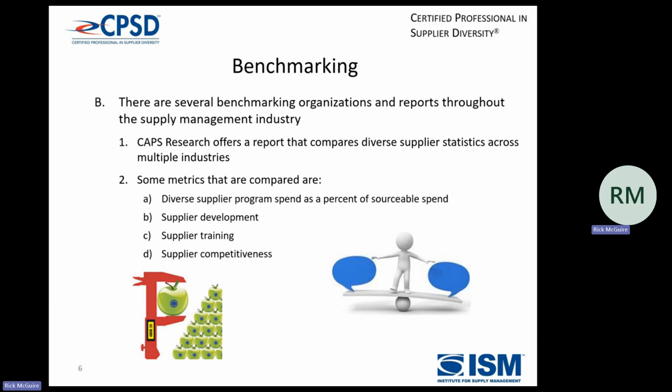Research offers a report that compares diverse supplier statistics across multiple industries. And then some metrics that are compared are things like diverse supplier program spend as a percentage of sourceable spend, supplier development, supplier training, supplier competitiveness.